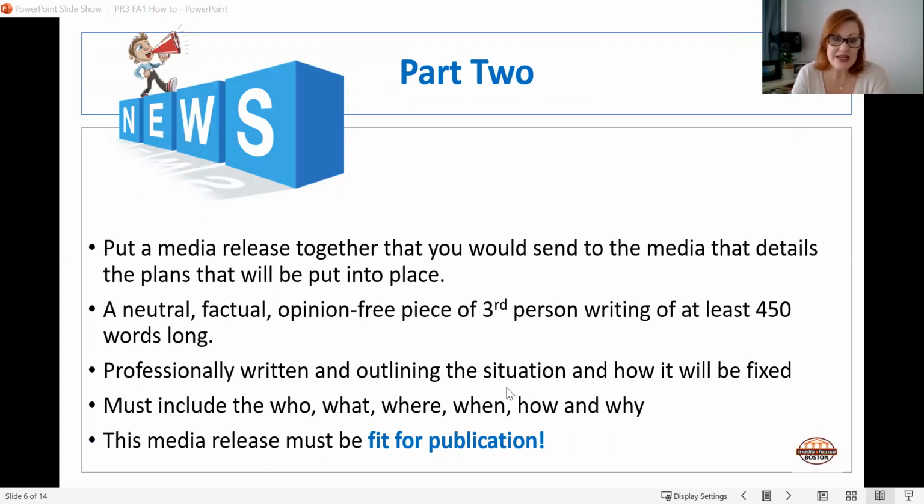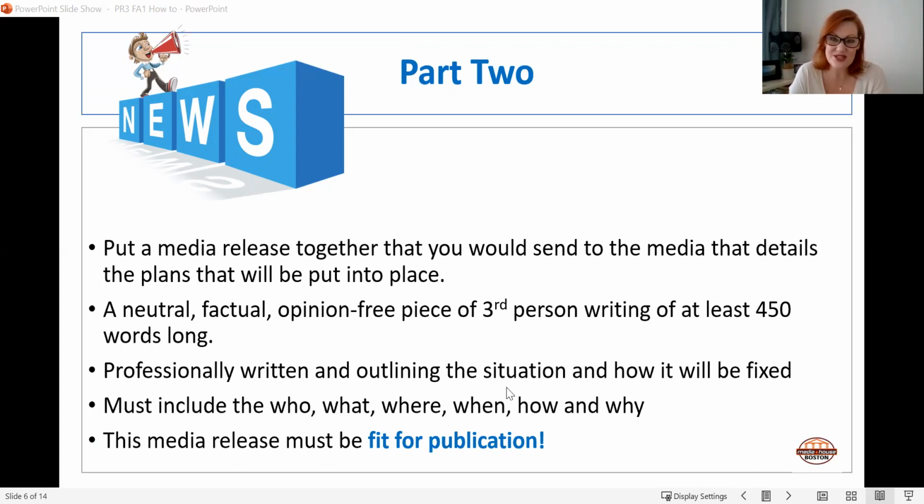So you also have to put a media release together that you would send to the media that details or acknowledges responsibility, takes accountability, shows empathy, but also showcases how you are fixing this situation and how you are leading from the front and how your entire team is working towards improving or fixing the reputation of the organization and whatever it is that has been done to ensure that it doesn't happen again. Remember, a press release is a neutral, factual, opinion-free piece of third-person writing.